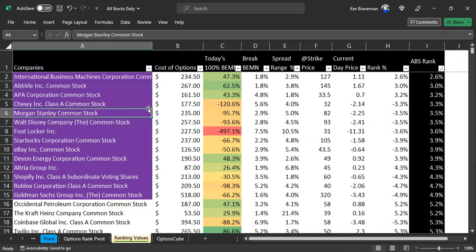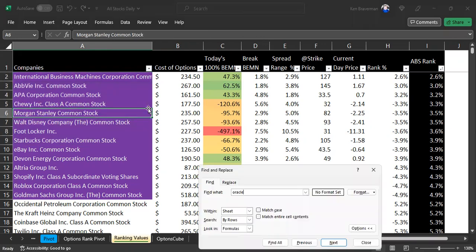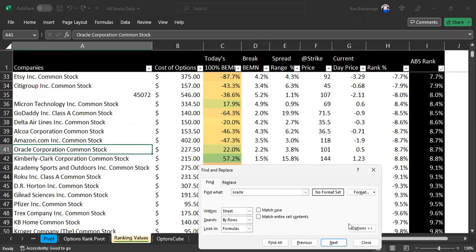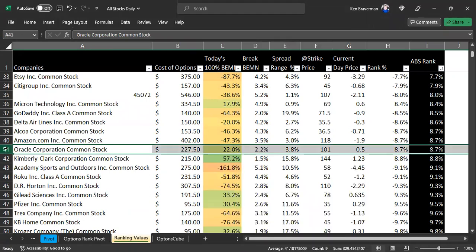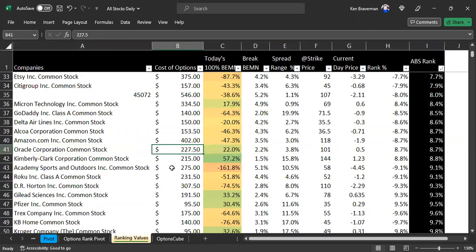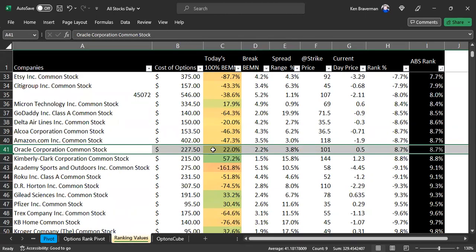For example, one of the ones that I have that I'll discuss is Oracle. Oracle comes out with an 8.7%. So that's under 10. I haven't talked about the companies that are under 10. I focus on the ones that were under 5% ABS rank. This is still a good rank, not expensive, 227. They are about $100 a share. I saw a lot of good things here, and I went with it.